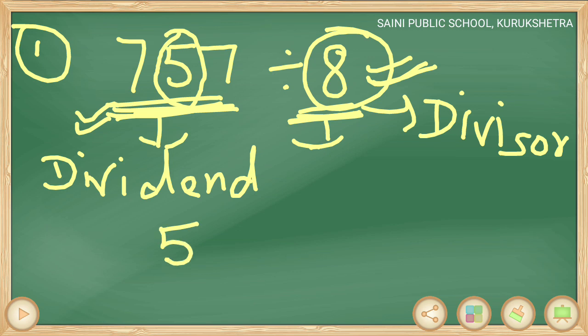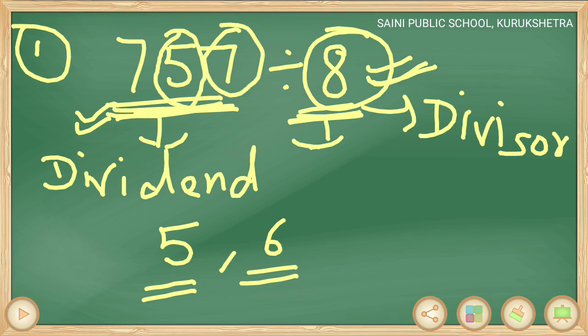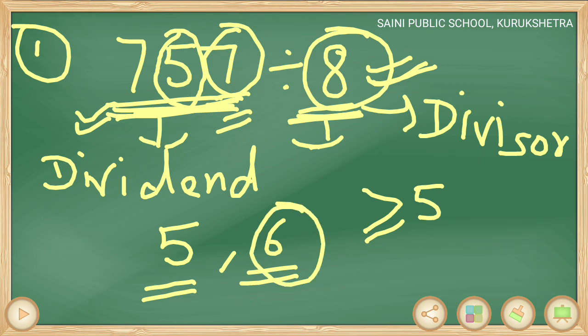Now the tens place will either remain 5 or we will add 1 to this. Either it will become 6 or it will remain 5. For this we have to observe the digit at the ones place. Now in this example at the ones place here is 7. If the digit at the ones place is greater than or equal to 5, then we will add 1 to the tens place, otherwise it will remain the same.